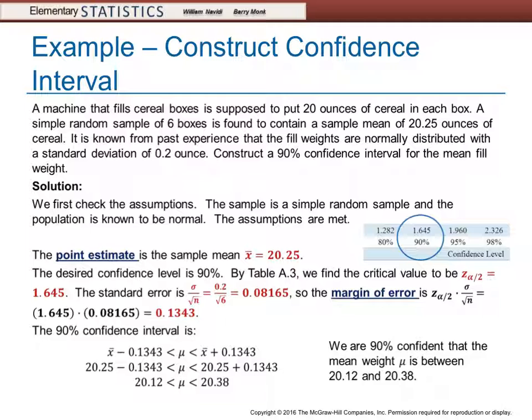So the lower bound of our estimate is 20.25 minus 0.1343, and the upper bound is 20.25 plus 0.1343. And so our final result is we are 90% confident that the mean weight, mu, is between 20.12 ounces and an upper bound of 20.38 ounces.